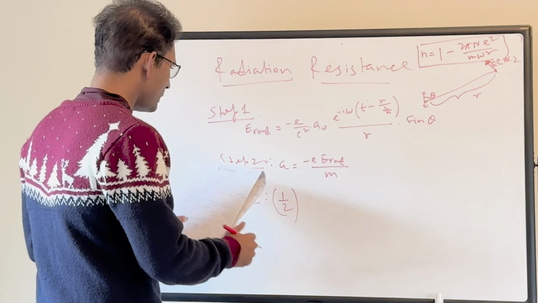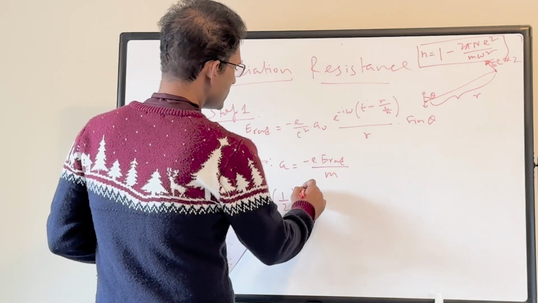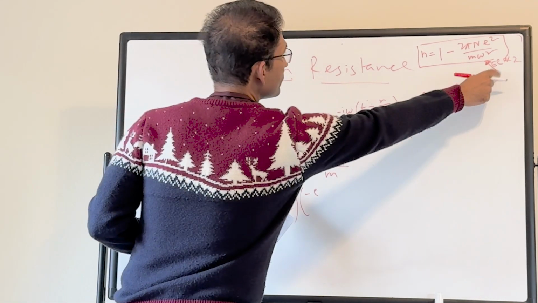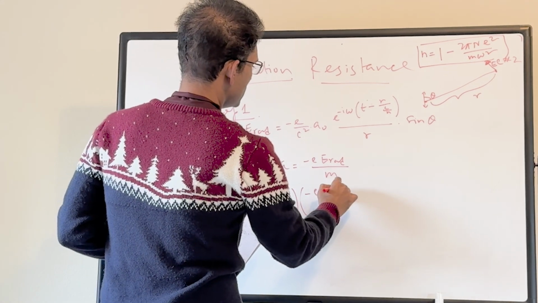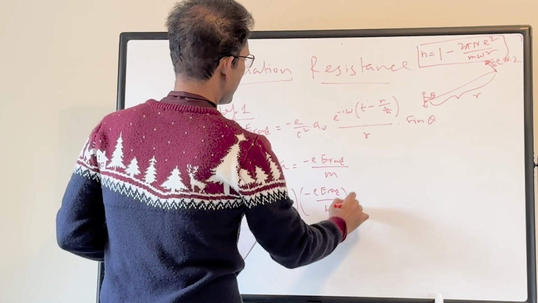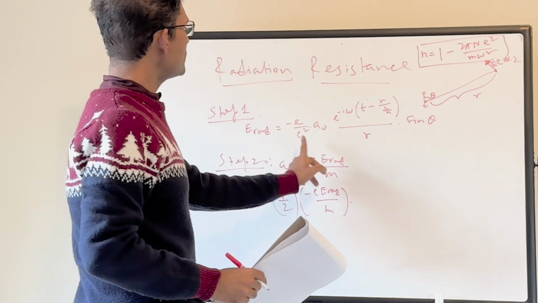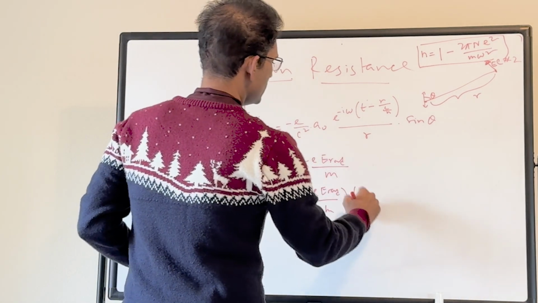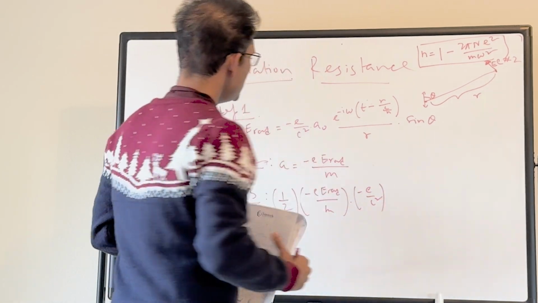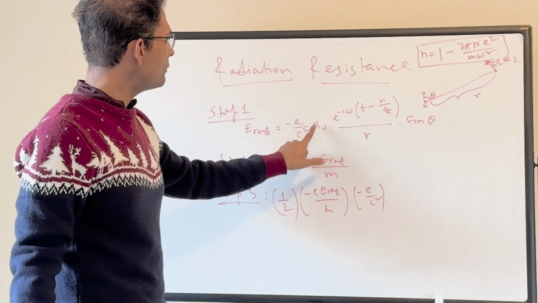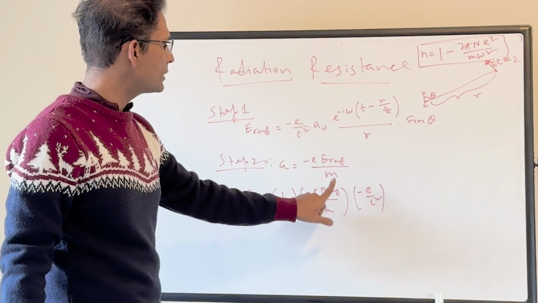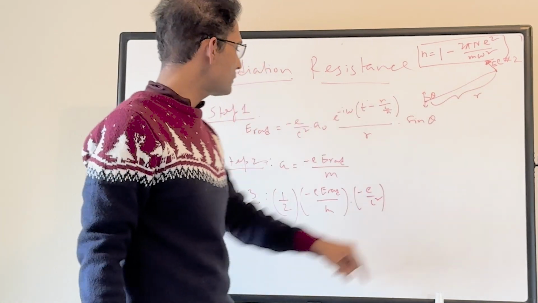So let me write down the expression. This is half, and then this is your acceleration, the acceleration of this charge. That's what I'm going to write down. And then the rest of the factors are just like this, so you have this minus e over c squared. Do you see, all I did is, instead of a0, this is my new acceleration. That's all I did. This is for that electron.